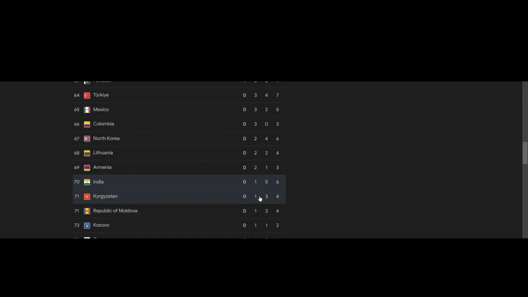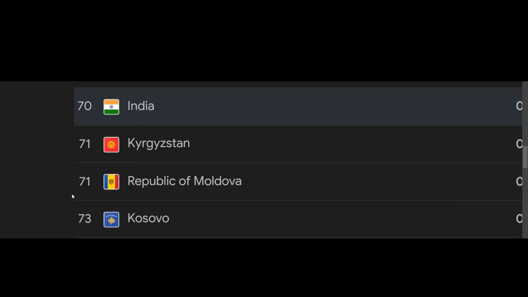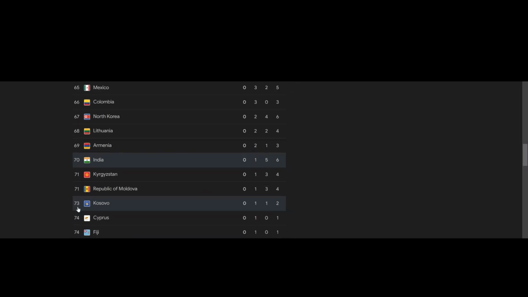Both of them have received one silver medal and three bronze medals, and that's what is showing here as well. The immediate next one, Kosovo, has received only two medals together. Let me zoom in. The 72 number rank is skipped, right? So this is a classic example of using the rank function.